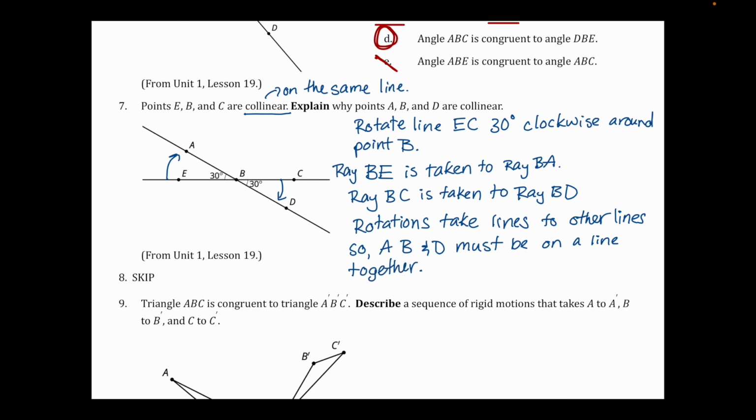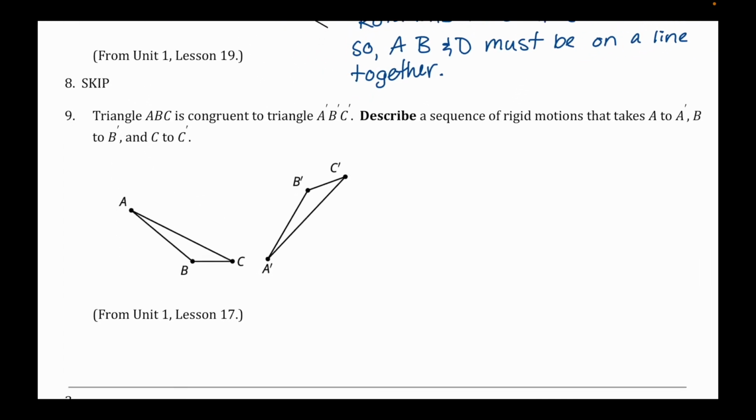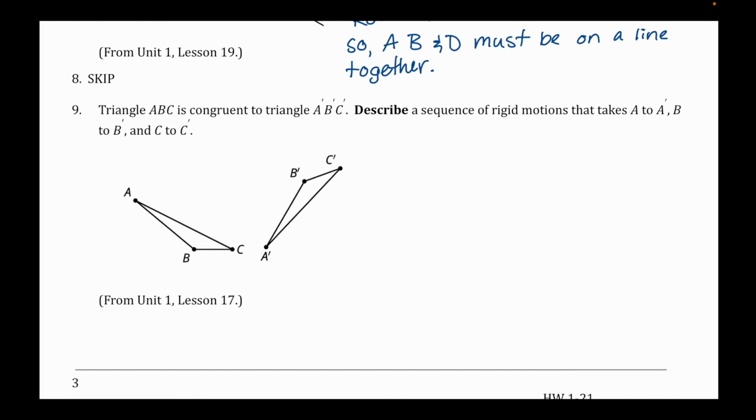Okay. We're going to skip over question 8. And the last one we're looking at here is question 9. So, question 9, we have triangle ABC congruent to triangle A prime, B prime, C prime. We are going to describe a sequence of rigid motions, so we want ones that take A to A prime, B to B prime, and C to C prime.